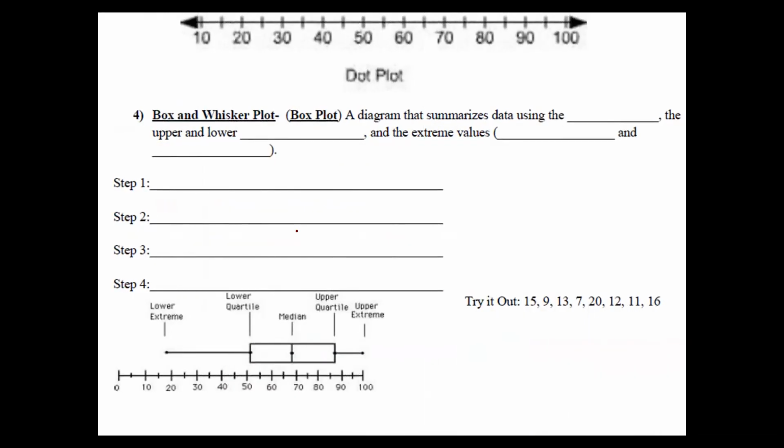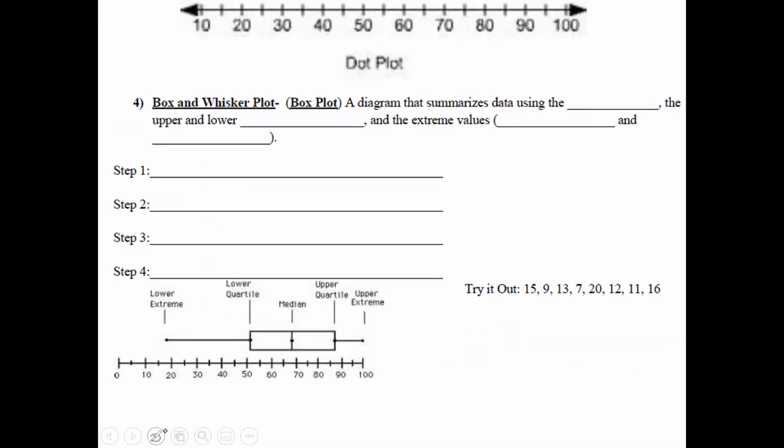All right, last one, you guys, box and whisker. Looking at the box and whisker plot, it is a diagram that summarizes data using the median, the upper and lower quartile, and the extreme values of the smallest number and the biggest number. So we're going to try this out.